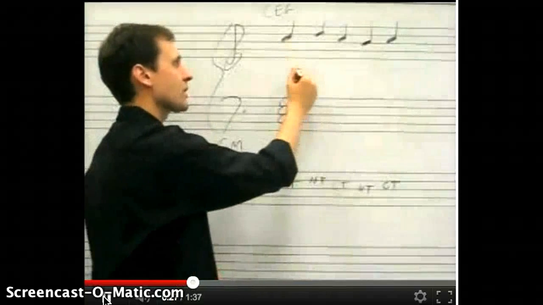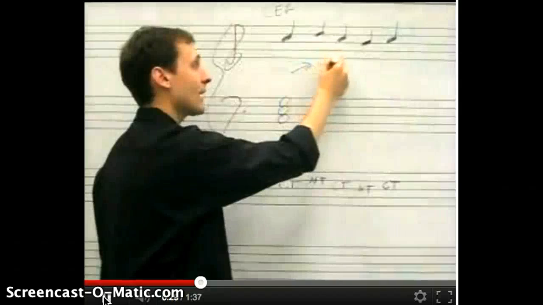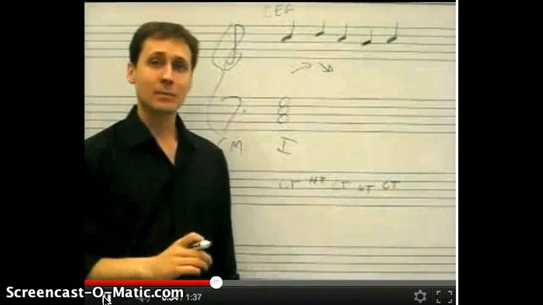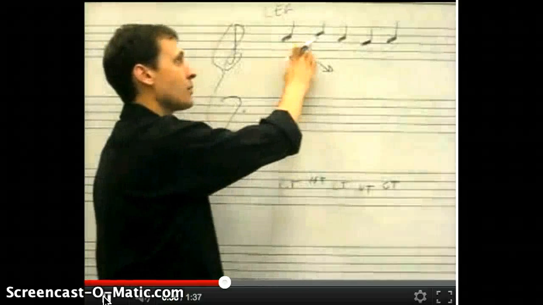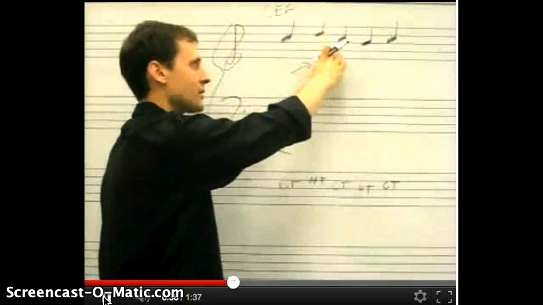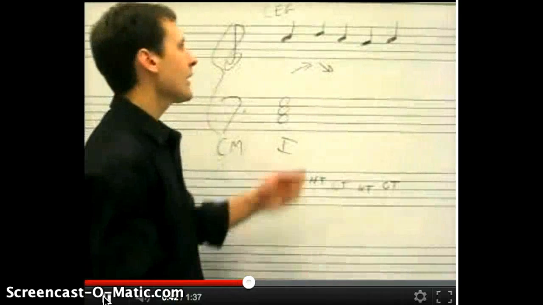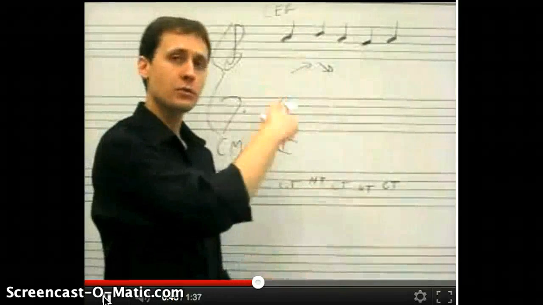In this case, the C moves up to D and then moves back down to the C. When this type of motion occurs, it's called a neighbor tone. So it goes up to a non-harmonic tone and comes back down to the same chord tone. That's a neighbor tone.